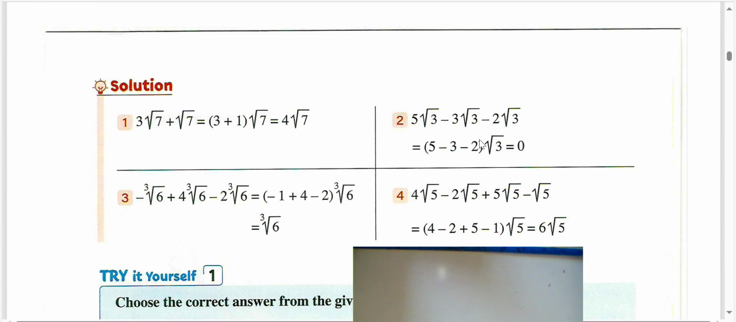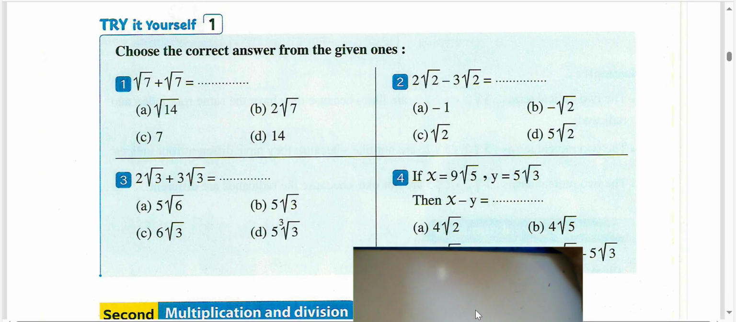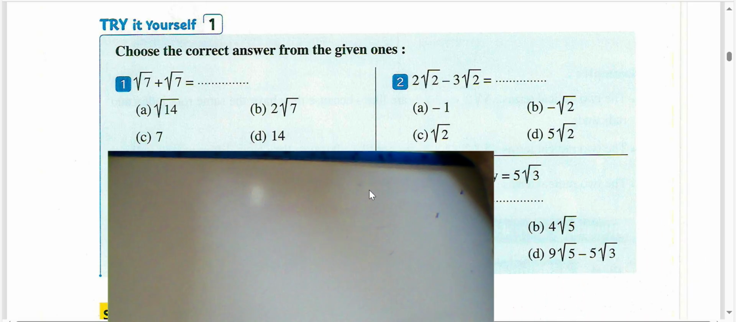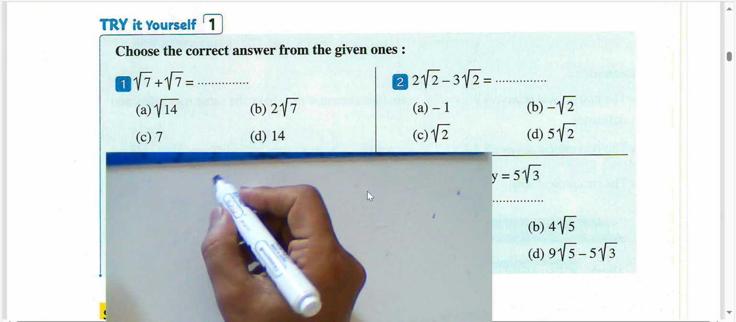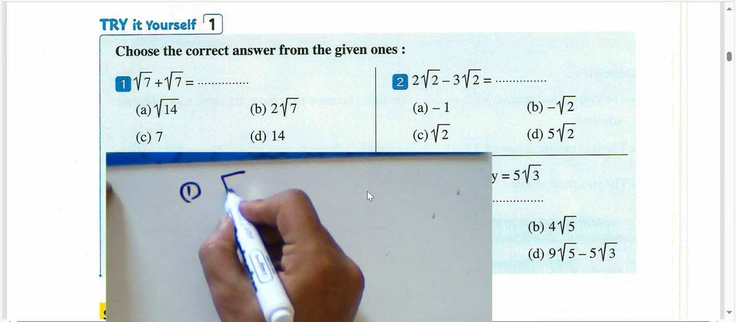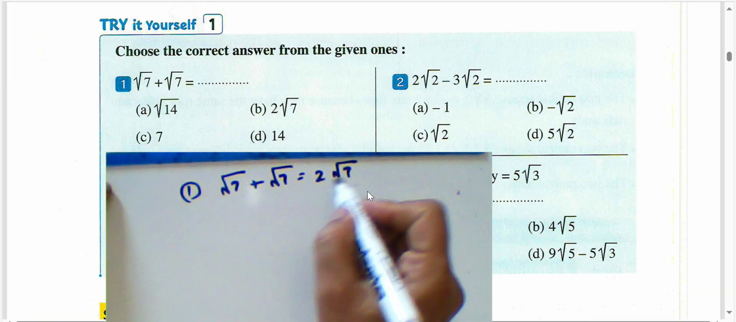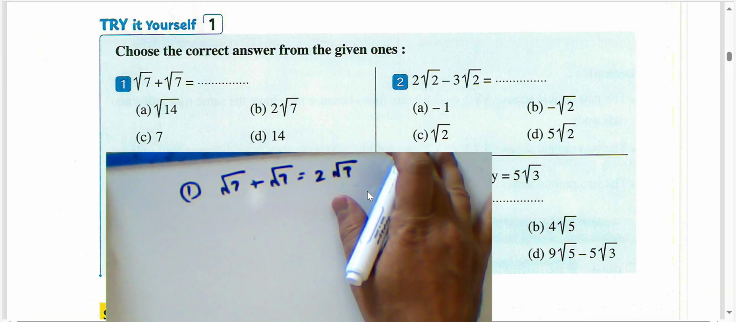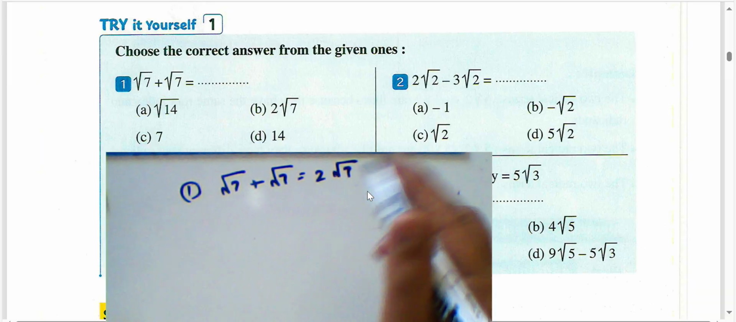If we have different terms, we cannot find the result. Like this example, choose the correct answer. Number 1: root 7 plus root 7, we can add together. Root 7 plus root 7 equal to 2 root 7. Understood? We can add together here. And next question.